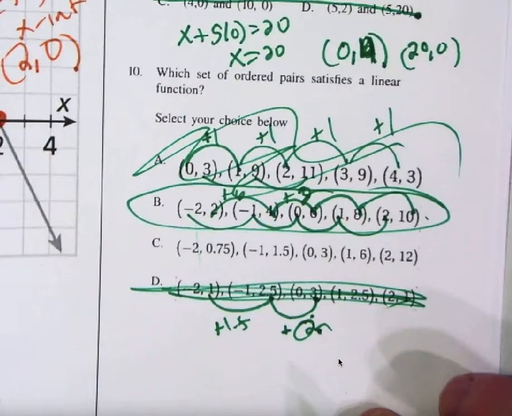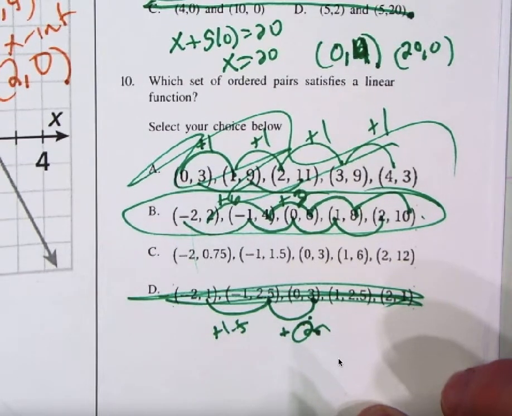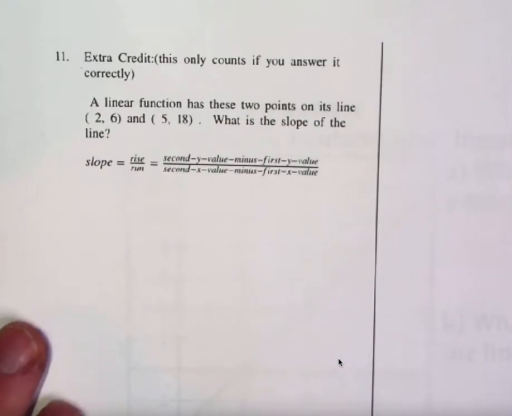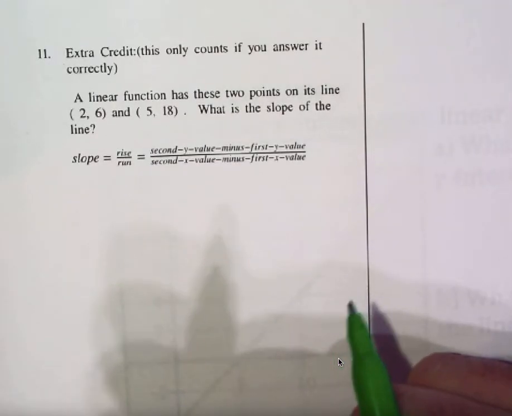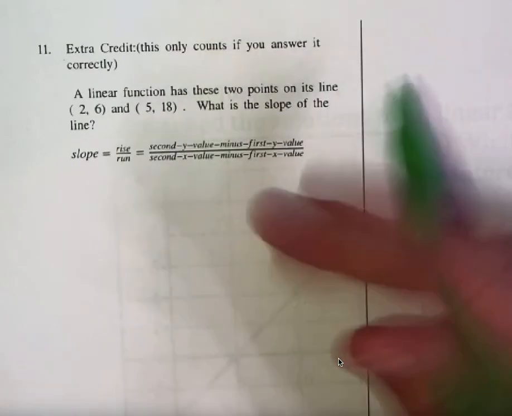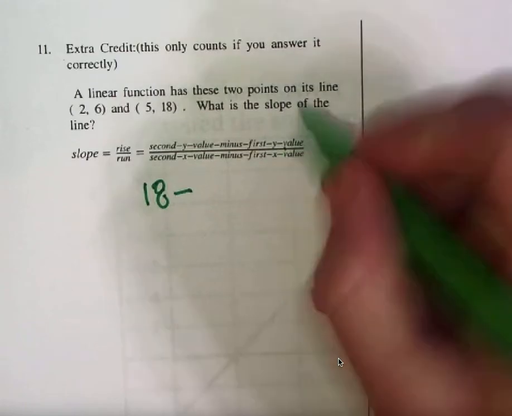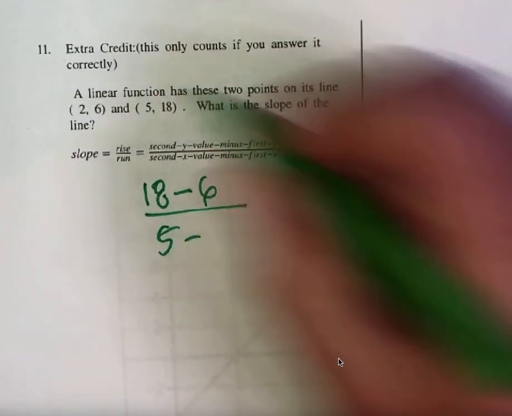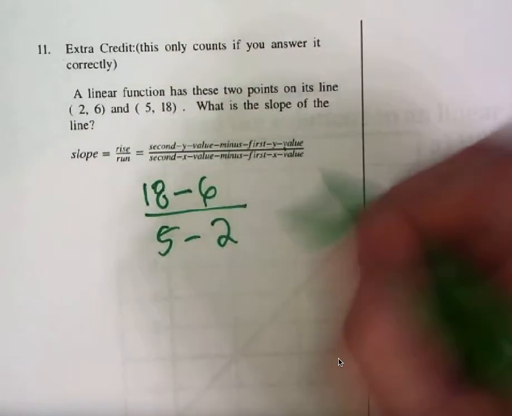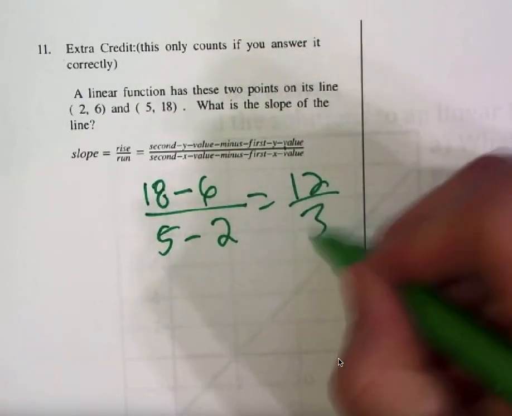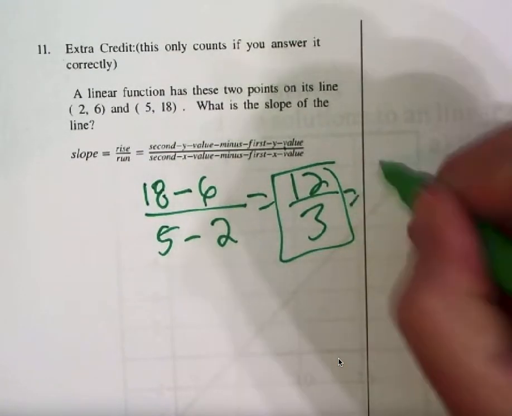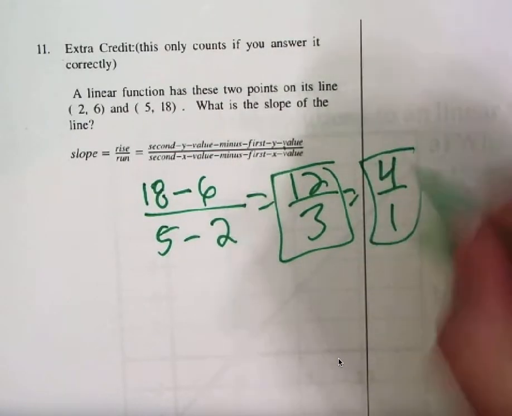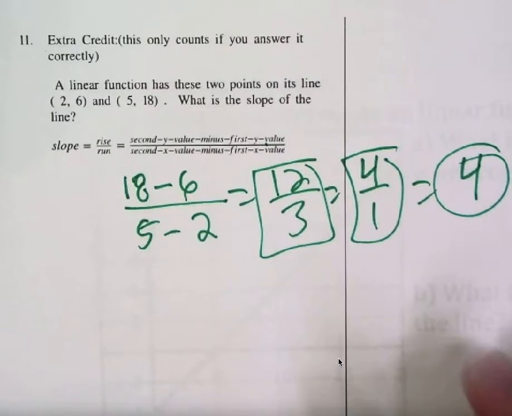So that was the main part of our first linear quiz. I gave you extra credit if you could figure out the slope when you have this point, and I gave you the formula just to remind you. So it says to do the second y value minus your first y value over your second x value minus your first x value. So you get 12 over 3. And if you did that, you got extra credit. If you turned it into 4 over 1, you got extra credit. If you just said that's 4, that's good too. Those are all worth extra credit.